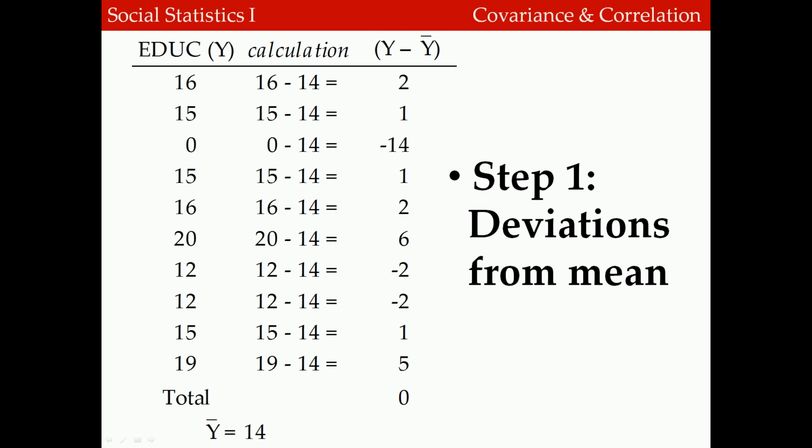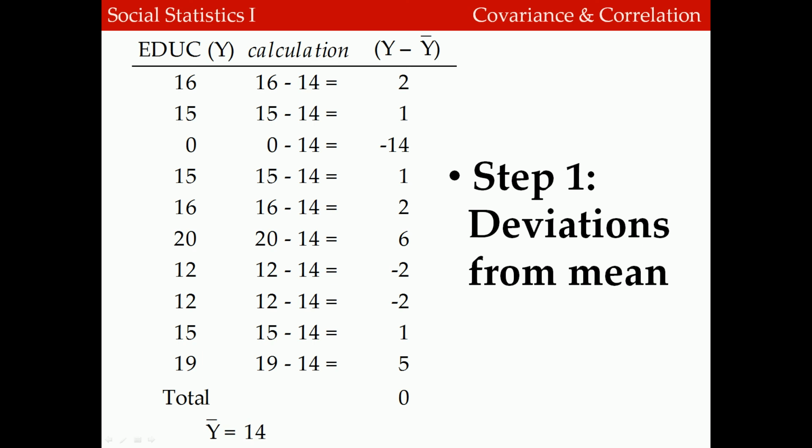And so the first case has 16 years of education. 16 minus 14 gives us 2. The next case has 15 years of education. 15 minus 14 gives us 1. The next case has 0 years of education. So 0 minus 14 gives us negative 14. And so on. We do this for every case.